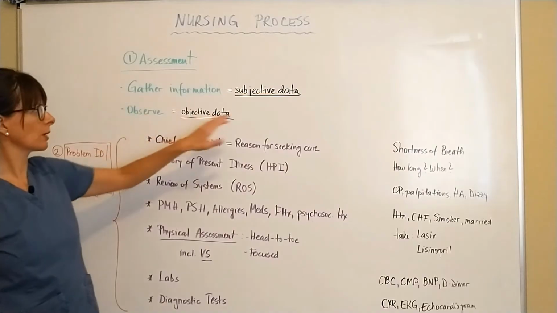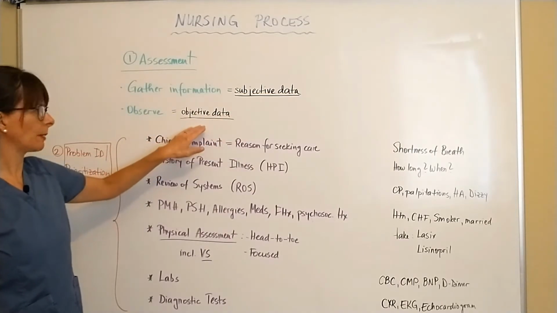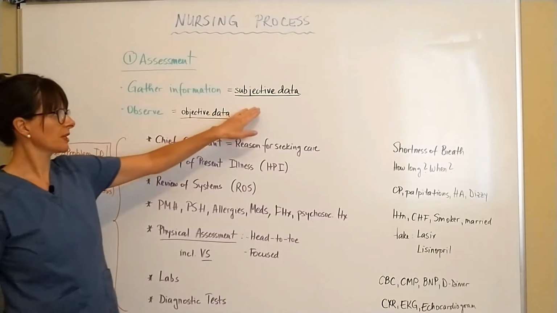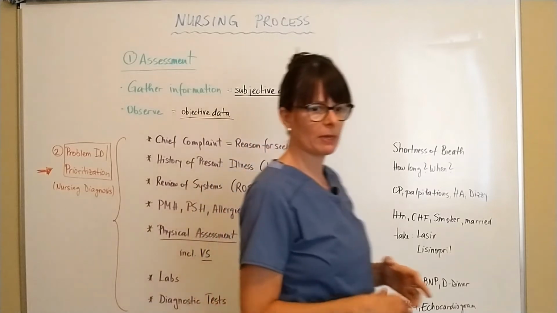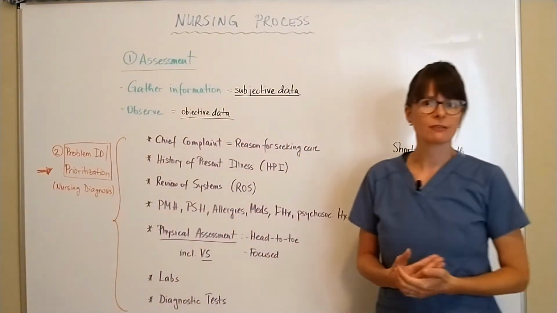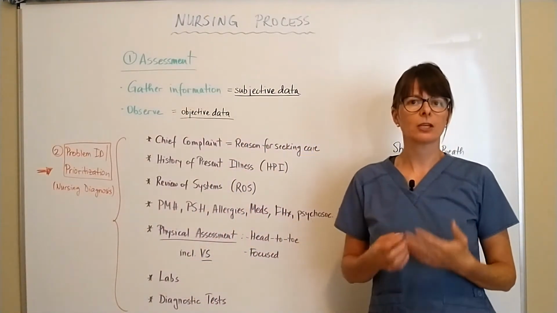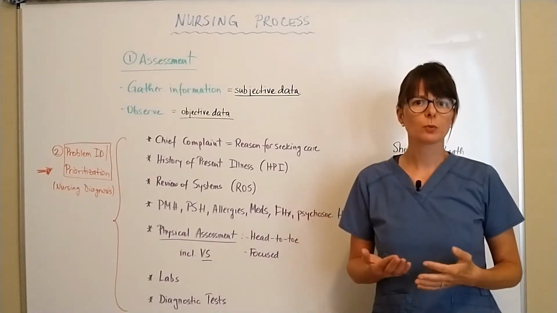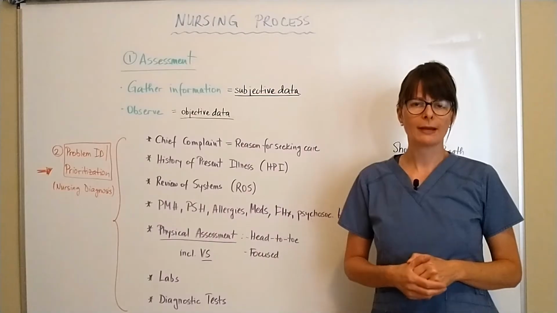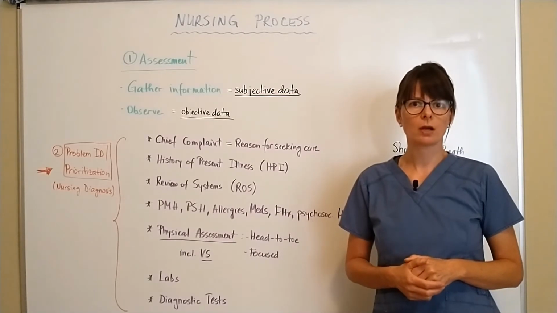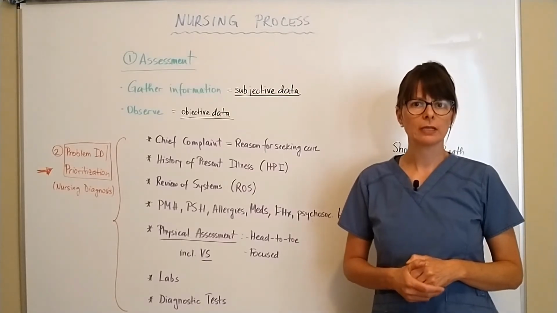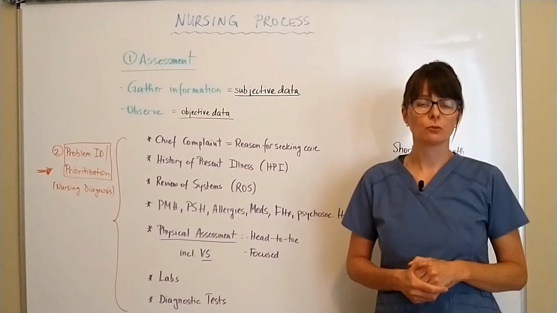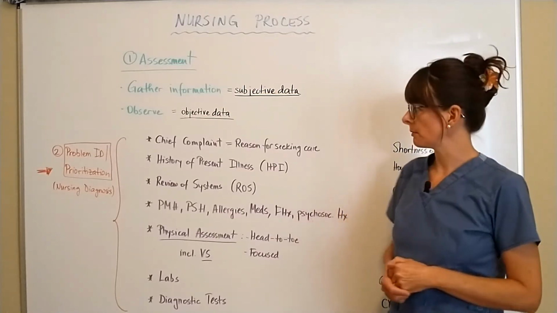Now we have to distinguish between subjective and objective data. Subjective data is anything that the patient tells us about. So basically it's their subjective information, anything that they share with us. And of course we're going to have to probe and ask closed as well as open-ended questions to get the answers that we need to determine what we need to do for this patient and their care.